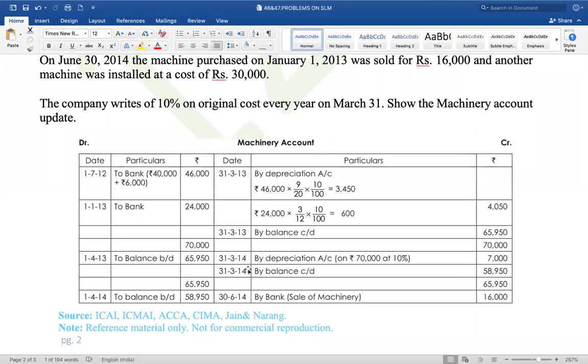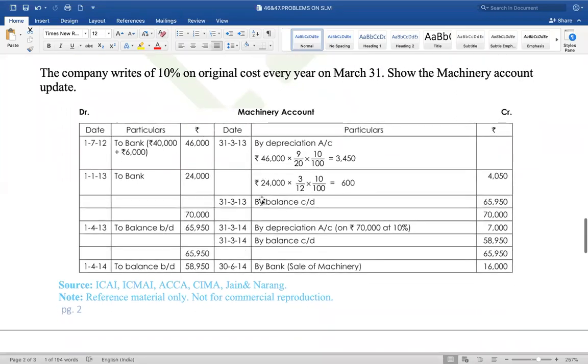That is this year, the current year. This is over. This year became previous year now. Now this year, on 31st of March 2014, in this accounting period, there are no purchases or sales, right?